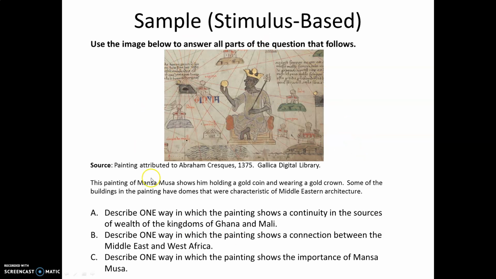A stimulus base may look like this. Use the image below to answer all parts of the question that follows. You'll have the stimulus, you'll have the source, and then 3 questions you need to answer. So remember, on the exam, you get 40 minutes to answer 3 of the 4 prompts. The first prompt will be primary source based. The second one is secondary. 3 and 4 are non-stimulus and they are optional. So this is how we answer the SAQ in AP World History Modern.